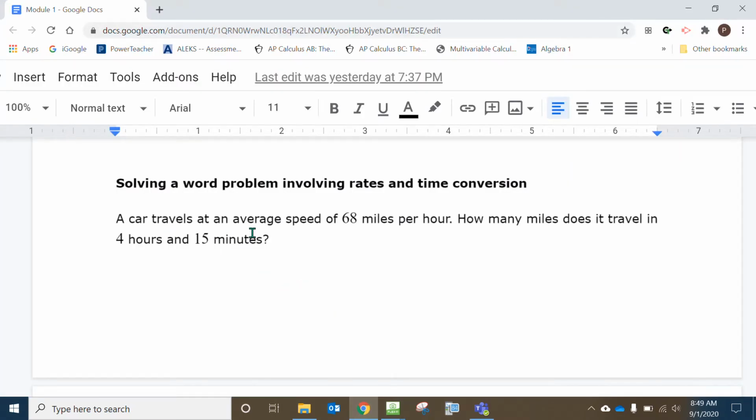A car travels at an average speed of 68 miles per hour. How many miles does it travel in 4 hours and 15 minutes? All right, so it's 68 miles per hour. How many miles does it travel in 4 hours, 15 minutes? Okay, so let's go back to the paper.